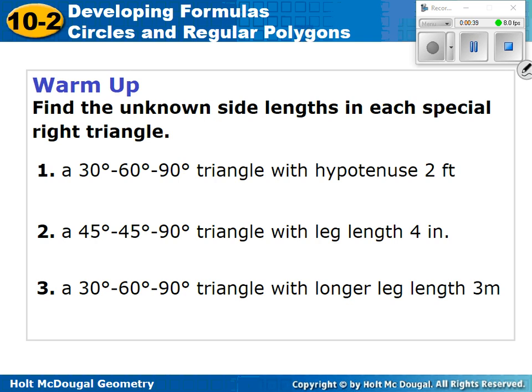Okay, if I have a 30, 60, 90 triangle, what is the side across from the 30? L. What's the side across from the 60? L square roots of 3. And what's the side across from the 90? 2L. Be very, very careful.